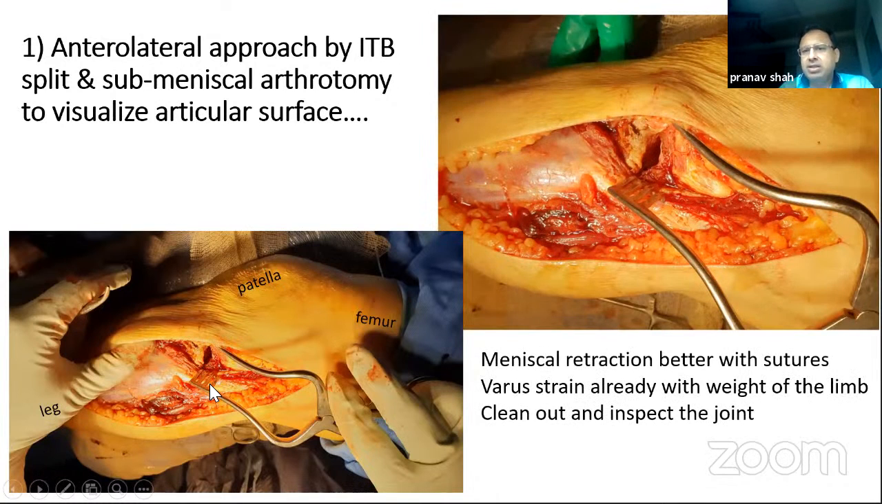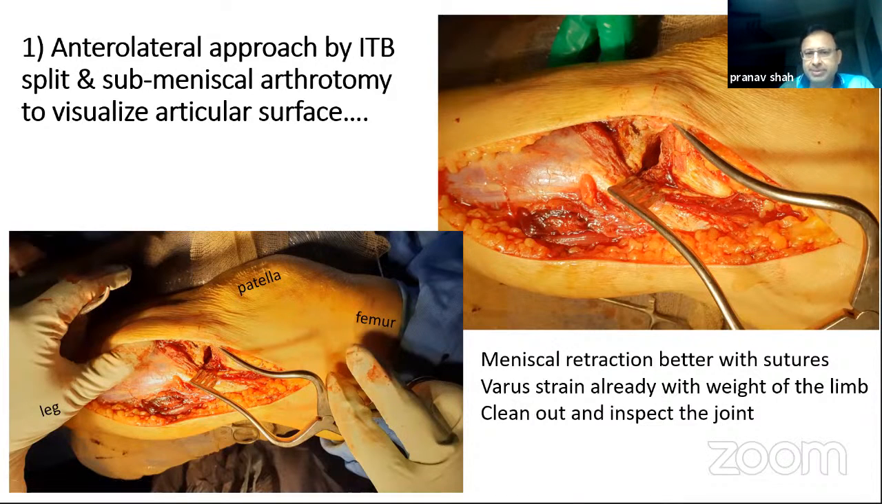If I zoom it, this is how it looks. So this is the meniscus. You can use sutures and retract the meniscus to have a better visualization. You already have a varus strain because of the bolster beneath the medial side, and you can just clean out the joint and then you can inspect the articular surface.